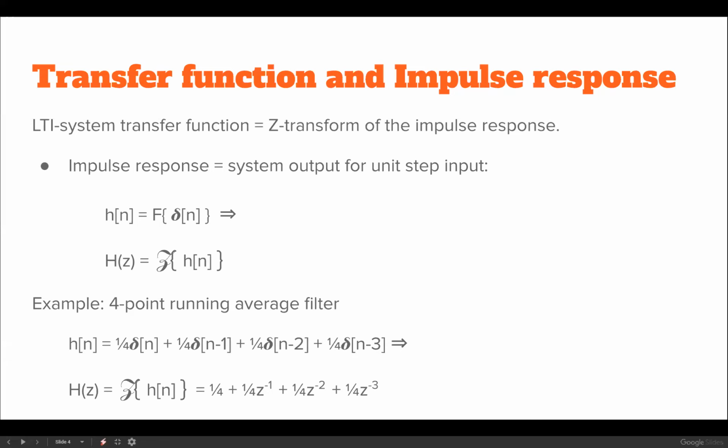So practically, for example, on the 4-point running average filter, if you want to calculate the transfer function, you take the Z transform of the impulse response, which just happens to be something like this. An example. There are more into it, but anyways, I have skipped some of the theory of the properties of Laplace transform.